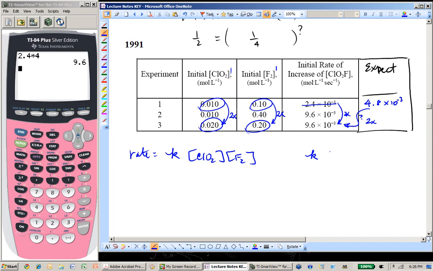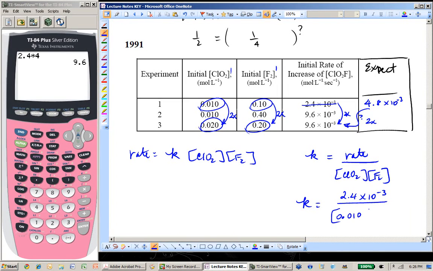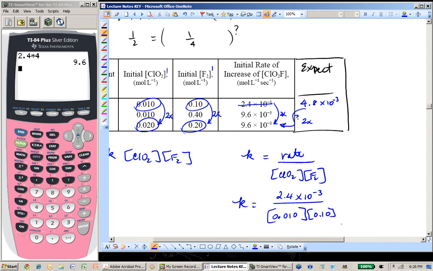And that means K is equal to rate divided by both of these guys. K is then equal to, pick a line, any line, 0.01 to the first power, 0.1 to the first power. I'm using the first line if you can't tell. Isn't that 10 to the minus 3? So this comes out 2.4. Could it be that easy? This is one of those expect easy maths moments, I believe.